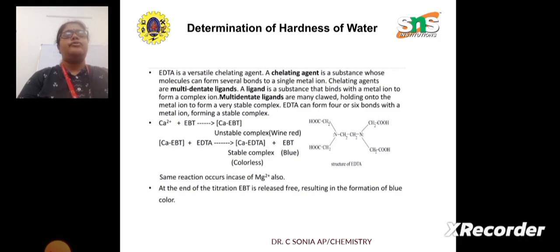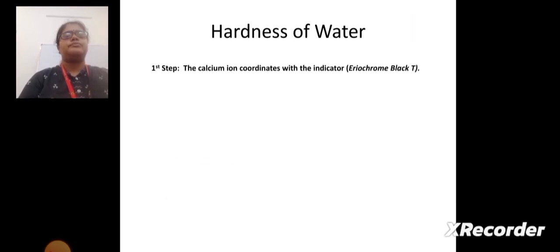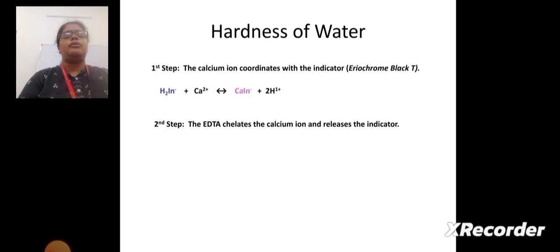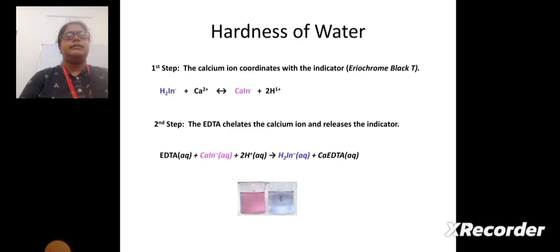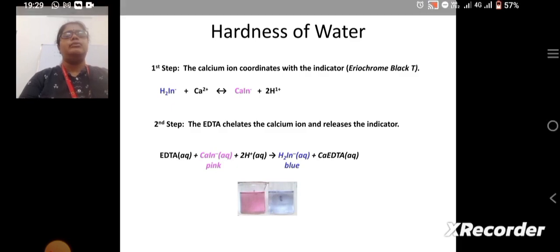So at the end of the titration, EBT is released free, resulting in the formation of blue color. The first step is the calcium ion coordinates with the indicator, that is Eriochrome black T. In the second step, the EDTA chelates the calcium ion and releases the indicator. So you have a color change from pink or wine red to blue.